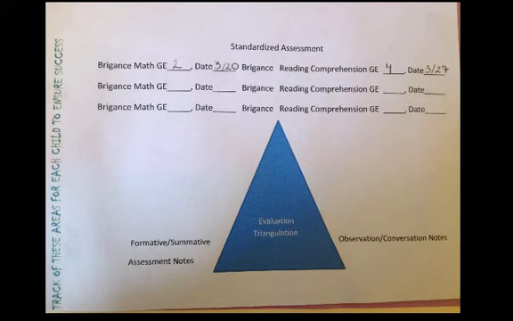A student may have guessed several right answers on a standardized assessment and is unable to demonstrate this knowledge in an informal setting. Above the evaluation triangulation, I've recorded the student's Brigance math and reading comprehension grade equivalencies and the dates that the assessments were given.